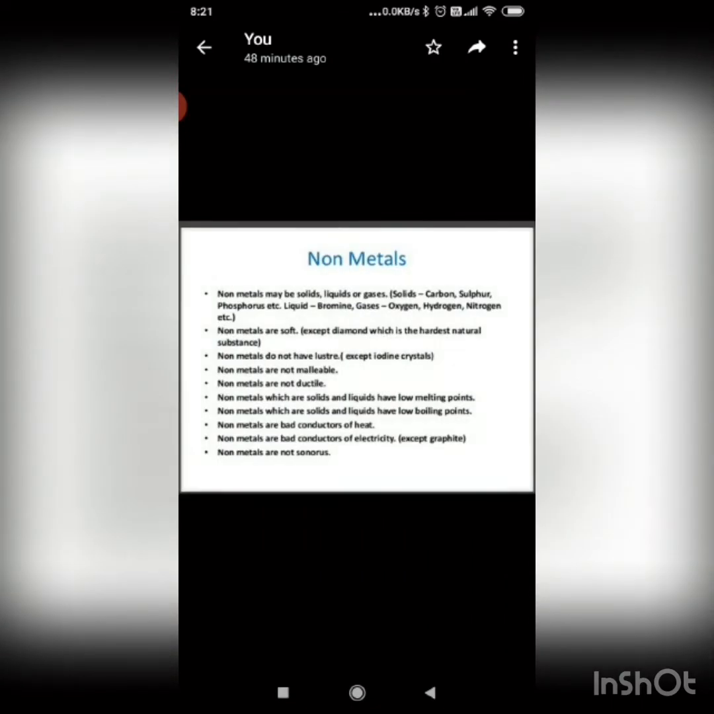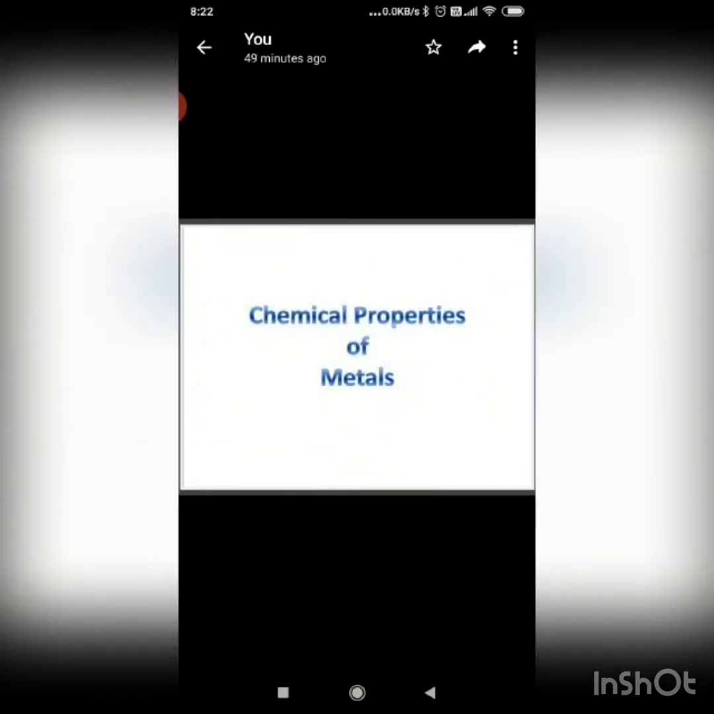Non-metals may be solid, liquid or gas. Non-metals are soft except diamond, which is the hardest natural substance. Non-metals do not have luster except iodine crystals. Non-metals are non-malleable and non-ductile. Non-metals which are solids and liquids have low melting points and low boiling points. Non-metals are bad conductors of heat. Non-metals are bad conductors of electricity except graphite. And non-metals are non-sonorous. So let's start with the chemical properties of metals.